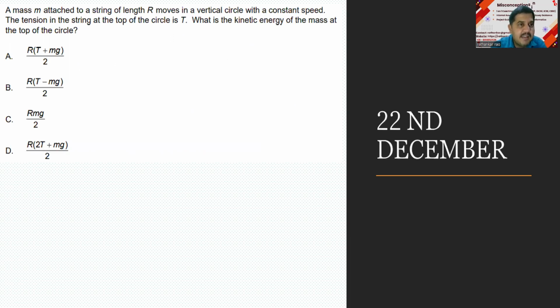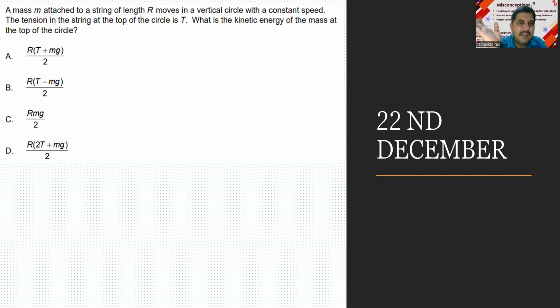Then finally, a mass M attached to a string of length R moves in a vertical circle with a constant speed. When it is moving in a vertical circle, you can get the tension and the mg force will not be acting in the same way. The tension in the string at the top of the circle is T. What is the kinetic energy of the mass at the top of the circle? Now you have to think about it. If I tell you the whole thing, then definitely you get the full answer.